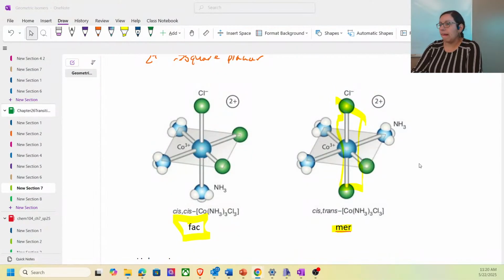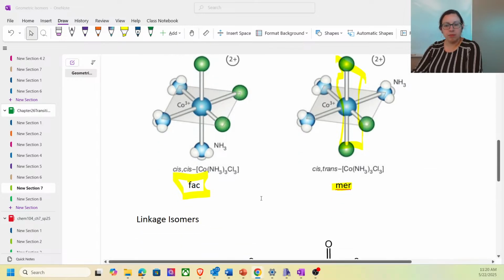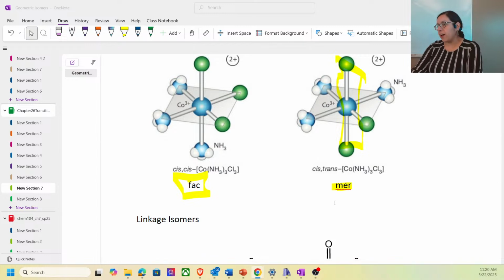Do you have a preference on how to label it? Do you want us to do the cis or the cis-trans versus the base? I mean, I probably prefer FAC and MER, but that being said, I can recognize either one. And it's more for y'all because, like I said, I haven't seen this cis-trans naming a lot professionally, so probably you'll see the FAC and MER a lot more.